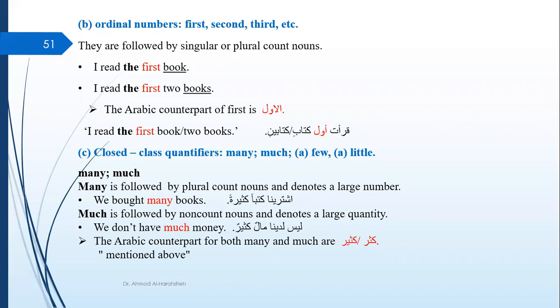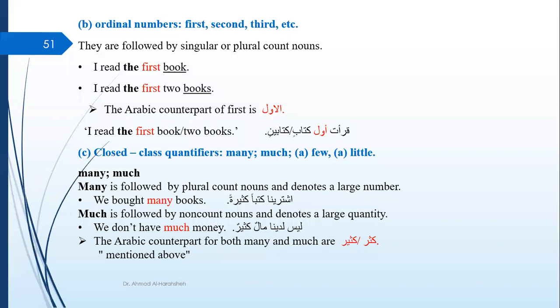I read the first book. I read the first 2 books. The first book, the first 2 books, يعني أول كتابين. قرأت الكتاب الأول. قرأت أول كتابين. The Arabic counterpart is الأول. I read the first two books, or I read the first book. قرأت أول كتاب أو قرأت أول كتابين.